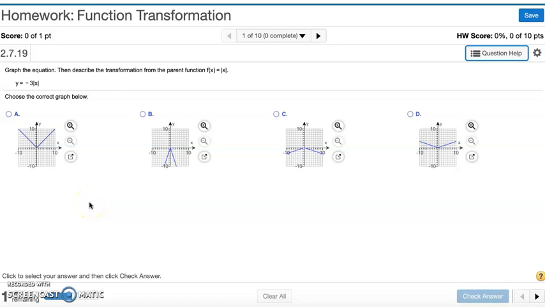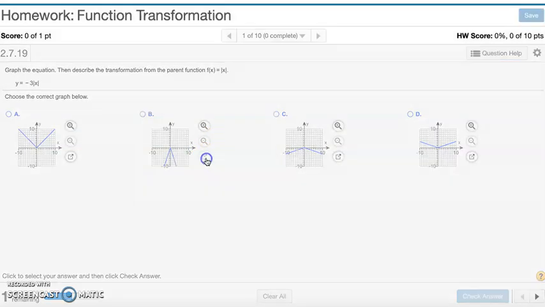Function transformation. Number 1 wants you to graph the equation and then describe the transformation from the parent function f of x equals the absolute value of x. So here we have -3 times the absolute value of x. Negative means it's flipped upside down, so it's going to either be B or C.